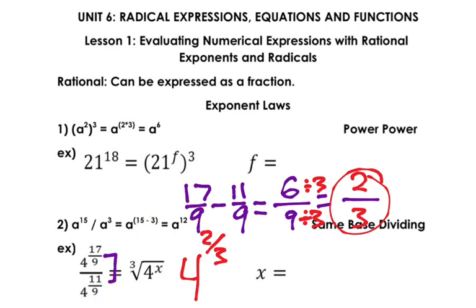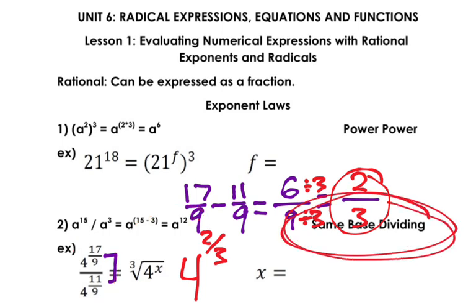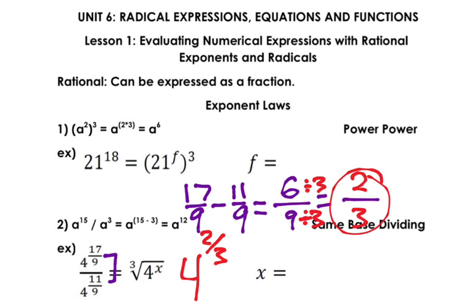We have now applied the same base dividing rule, and we can see that the answer is supposed to be in radical form. So now that we have rewritten the problem in exponential form with just one base, we can now use power over root. So let's go ahead and put a P for power and an R for root. 2 is going to be the power on the number 4, and then 3 is going to be the root.